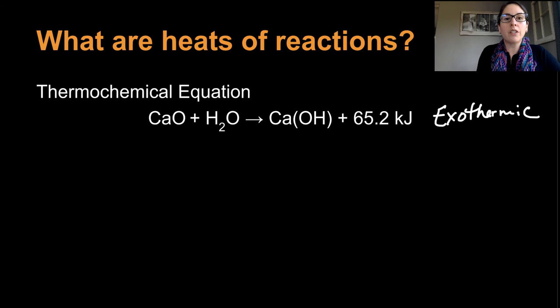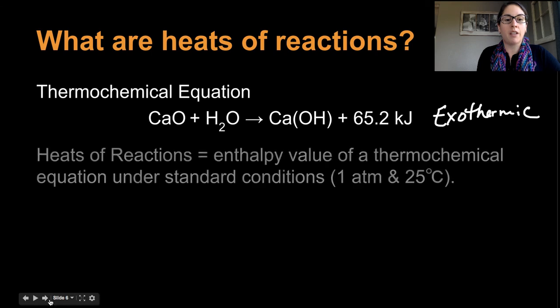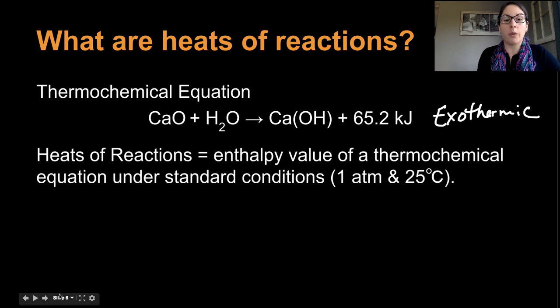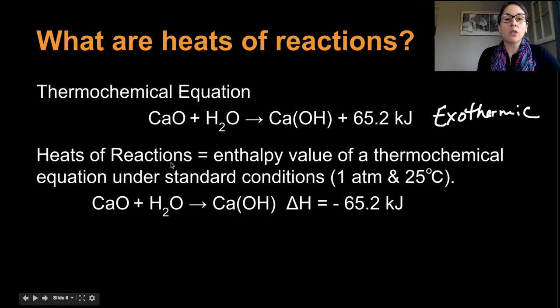We can actually write this a little bit differently, and we usually write these as a heat of reaction. So the enthalpy value of a thermochemical equation under standard conditions, which are 1 atmosphere and 25 degrees Celsius. A lot of times, instead of showing that plus the amount of energy, we write delta H, and then we represent this with either a positive or a negative value. Remember, if it's a negative value, then your final had to be less than your initial, so we would have given off some energy, and that makes it exothermic.